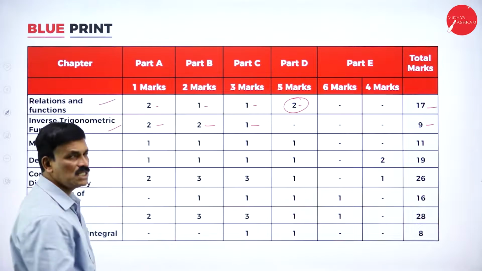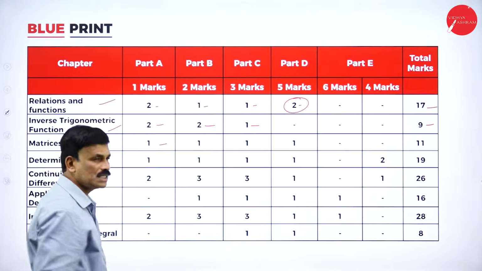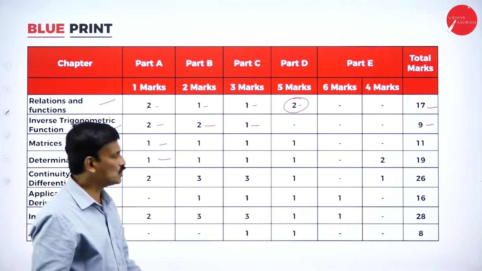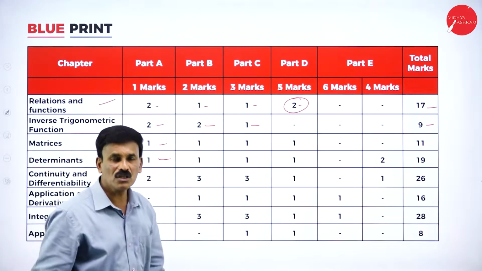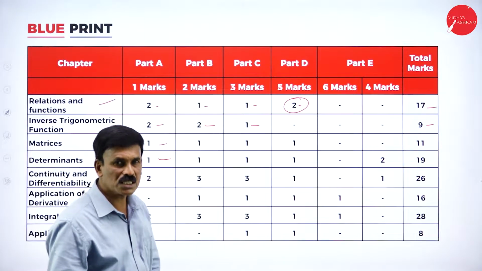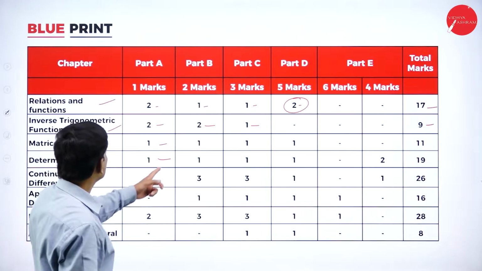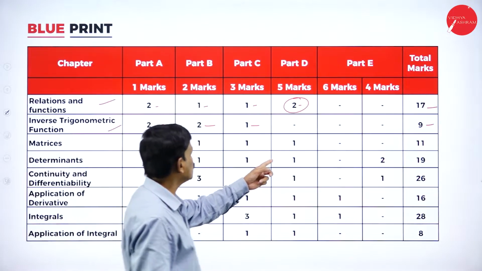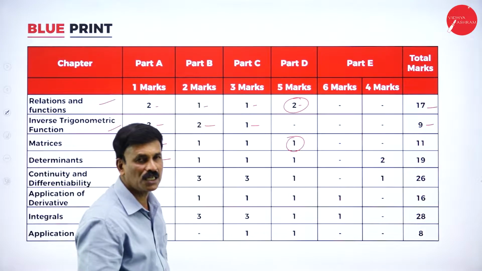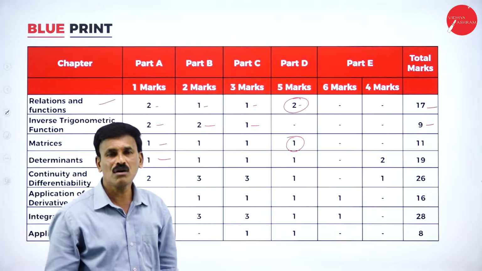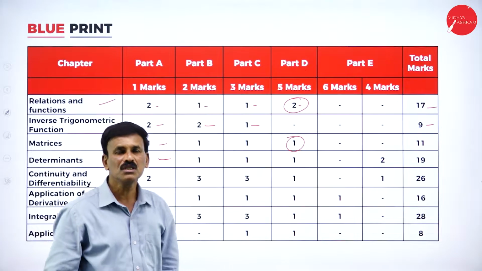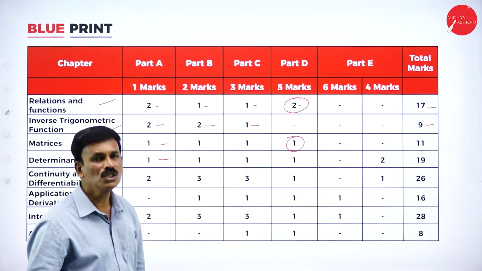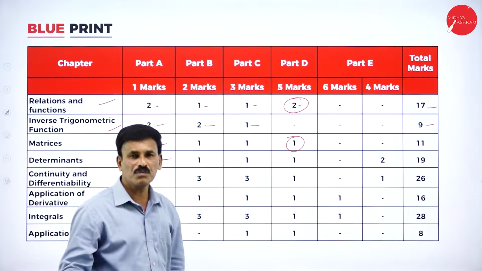Now let us come to the very easiest and important chapter, matrices and determinants. In matrices and determinants, we will have 1-mark questions. Usually you will get problems on writing the order, a definition or construction of the matrix. So for matrices we will have 1-mark questions, one 2-mark question, a 3-mark question and one 5-mark question. Particularly, we will expect a question based on operations on matrices like addition, subtraction, multiplication, that is scalar multiplication, matrix multiplication and the transpose of the matrix. So you will get one 5-mark question based on these operations on matrices.